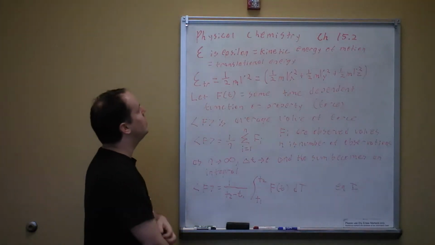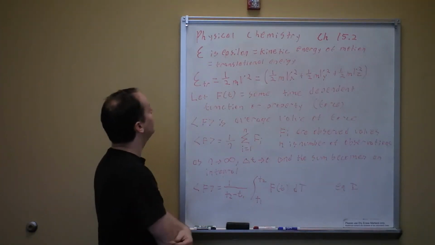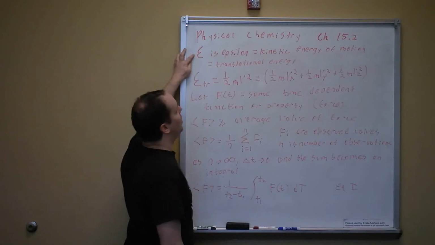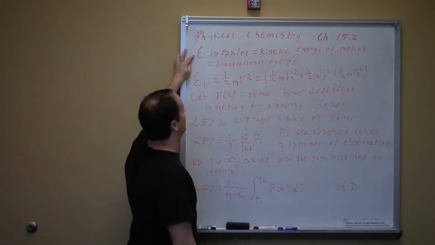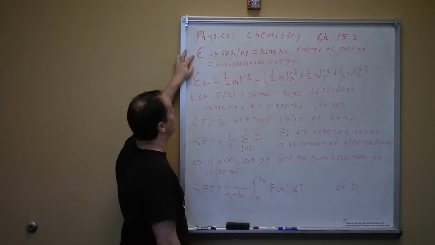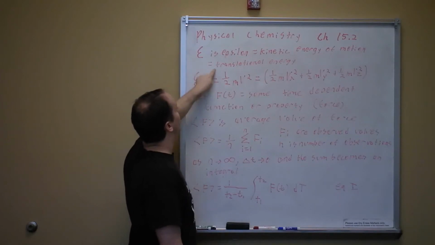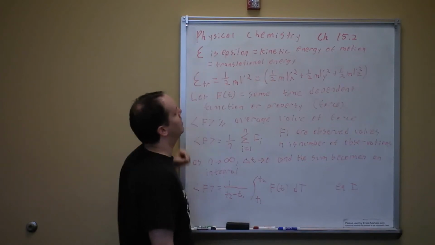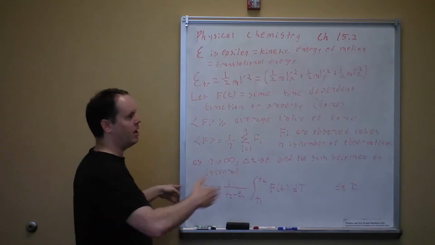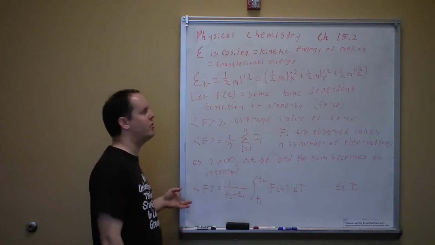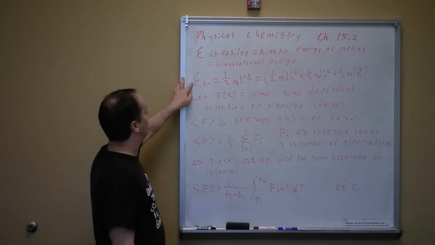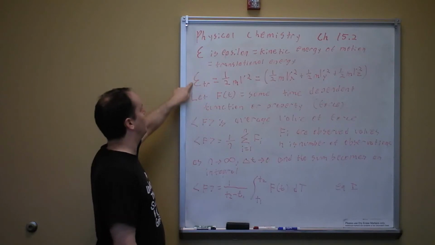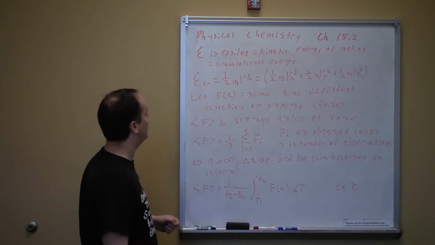Continuing on Physical Chemistry, Chapter 15, we're in Section 2. So this symbol here is called epsilon, and we're going to use it for energy, specifically the kinetic energy of motion. We're going to actually be interested in translational energy right now. Remember, translational energy is the energy due to changing position, movement. So we're going to use the subscript TR to remind us that it's translational energy.